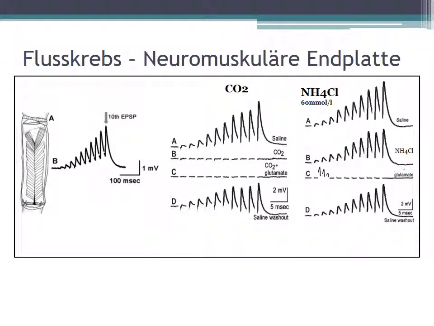If we look at ammonium chloride in comparison, at 60 millimolar, we see that in saline it is quite normal, because that's our reference. Then when we lower the pH with ammonium chloride in B, we still have a response in comparison to CO2. In C, we have a depolarization at the very beginning, but then no response. This is the graph for ammonium chloride and glutamate.